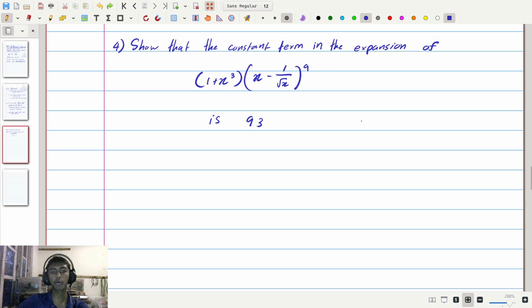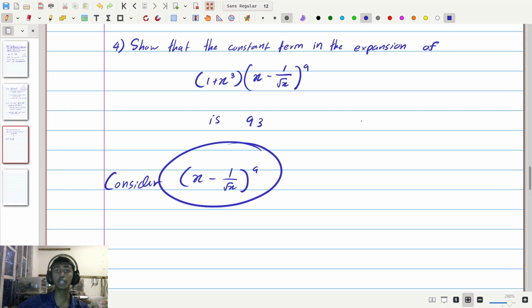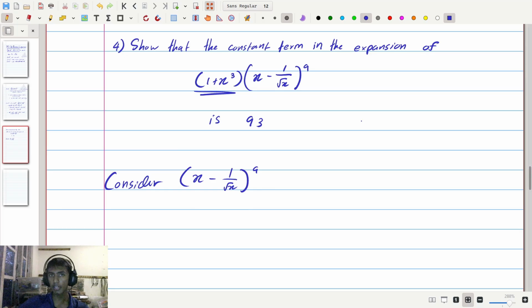So doing that, what we're going to do for our solution is to first write that we're going to consider the second bit, which is (x - 1/√x)^9. The reason we're doing this is the fact that this bit is the only bit that we need to expand. This bit here is already expanded. So if we expand this thing, we can see that x - 1/√x could be written as (x + (-1/√x))^9. Now we have the form of (a + b)^n.